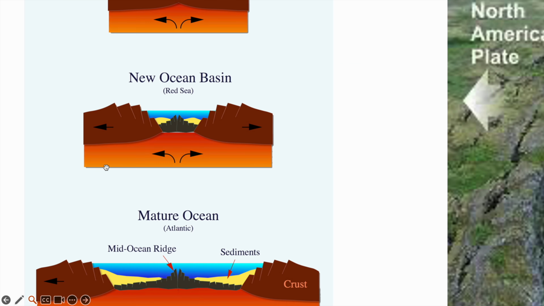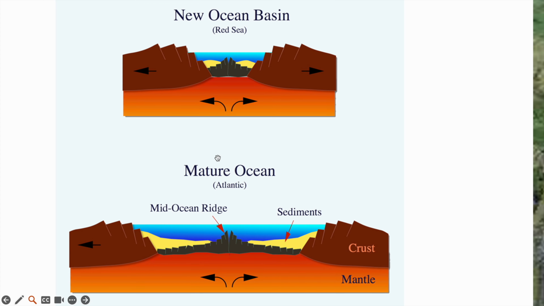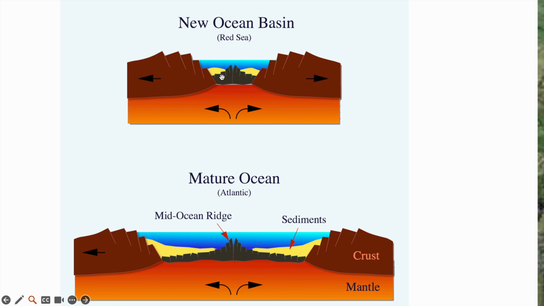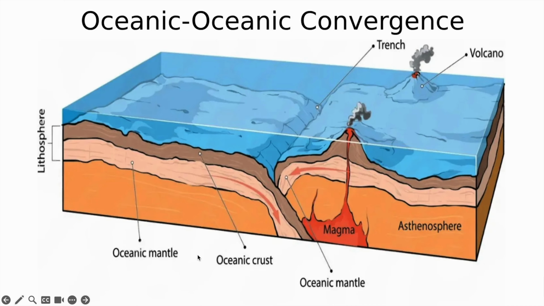Now, when this happens underwater, okay, you get a mid-ocean ridge, okay? So what is that? That's where basically as the plates separate, okay, these are parts of the crust, there's hot mantle underneath that gets exposed to the cold water, and this causes it to cool down to form kind of like an underwater mountain. So that's what that is.